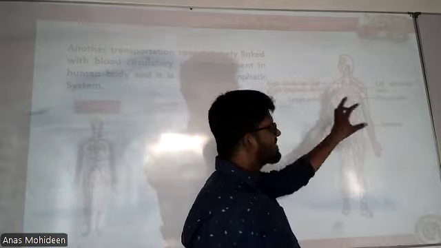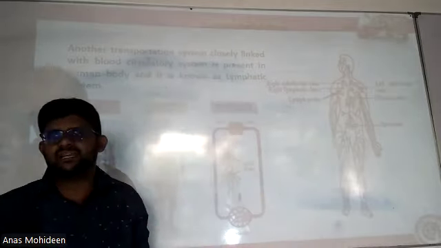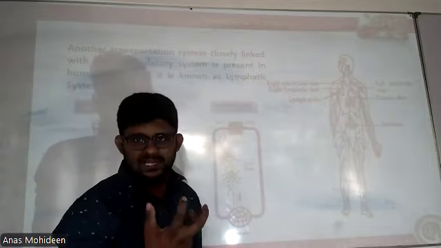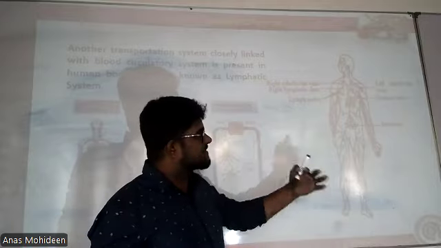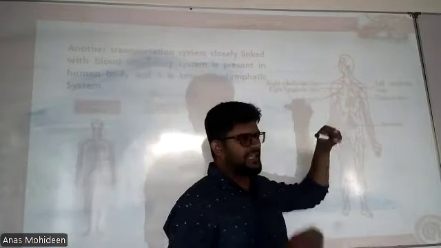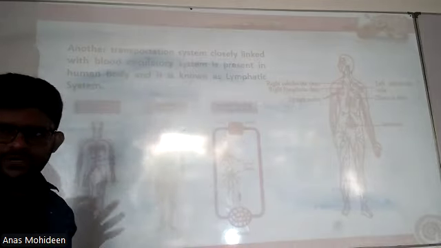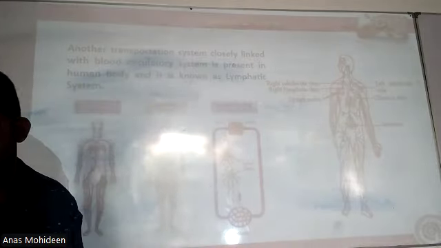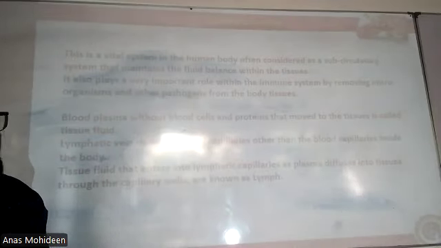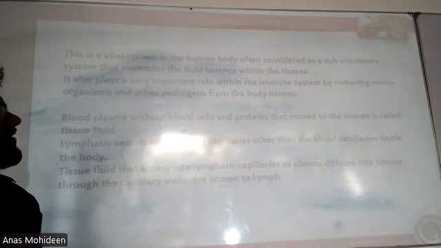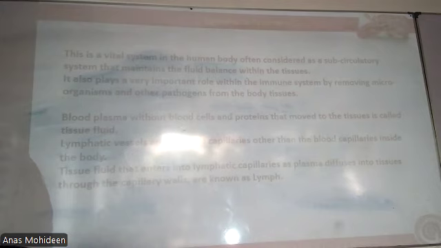Okay. So these are some veins. And the lymphatic system, when we take it, mainly contains lymph, the liquid flowing, and then the lymphatic vessels and lymph nodes, small areas. So these are the major parts. We are going to speak about how it works. It is a vital system in the human body, often considered a subcirculatory system. So this is how it works.